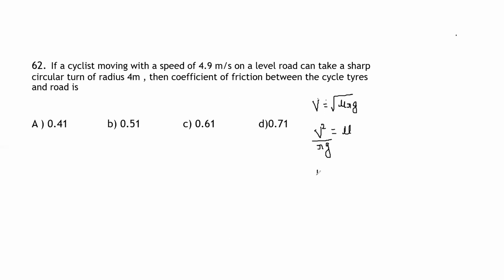The V value is given, the speed value is there, that is 4.9 whole square, divided by the R value. The radius value is given, it is 4, into acceleration due to gravity. So here I will take it as 9.8. So mu is equal to 4.9 into 4.9 divided by 4 into 9.8, that is the acceleration due to gravity. If you simplify this, the coefficient of friction will be around 0.61.